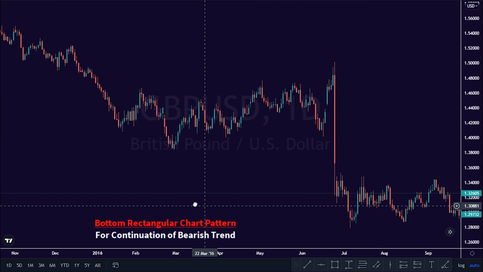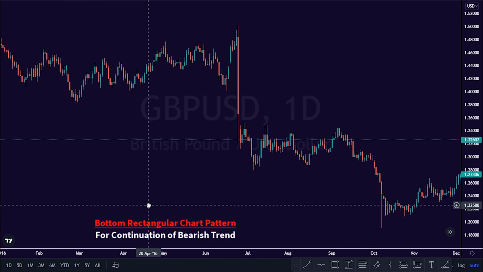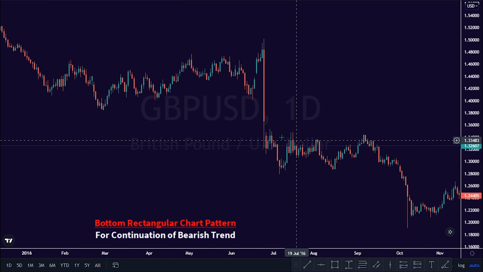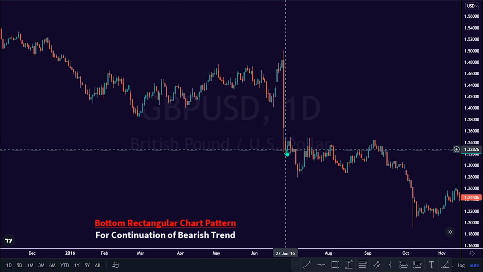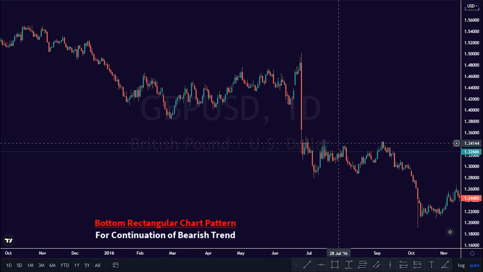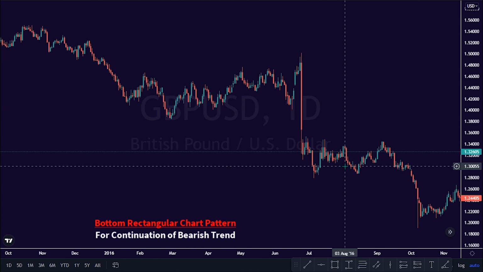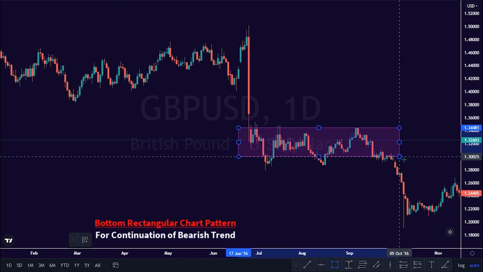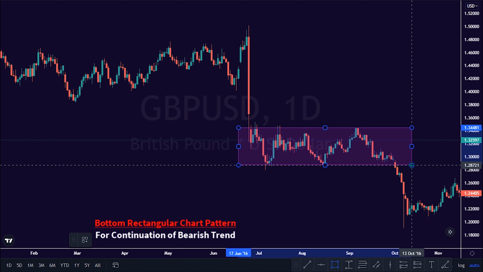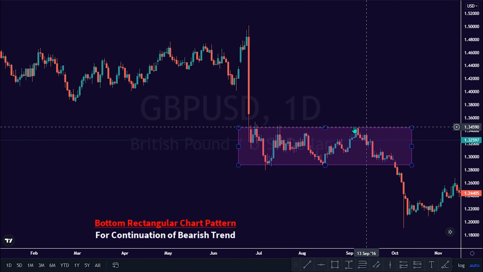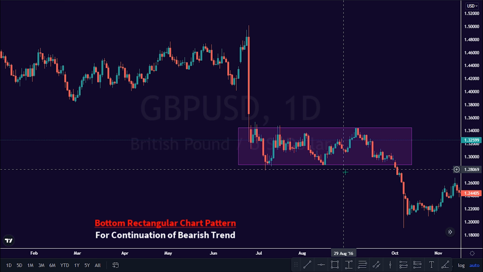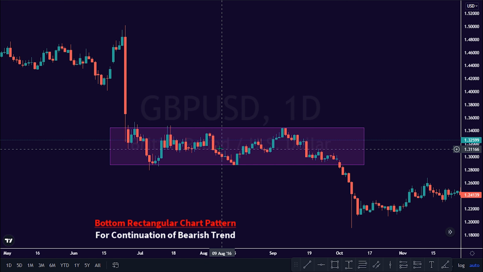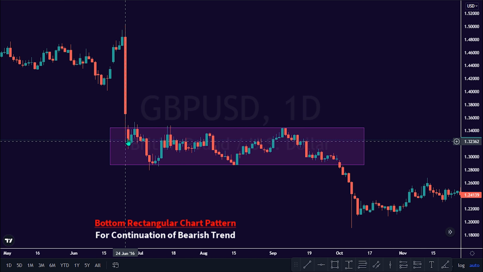Let's search for another example of a rectangular chart pattern that acted for the continuation of a bearish trend. Okay, good. Here's the formation of a bottom rectangular chart pattern at the low of this strong bearish trend. As we can see, after the aggressive bearish move downward here, price consolidated at this medium, thereby resulting in a bottom rectangular pattern formation. Study the size of the bearish candlesticks at this right-hand side here. We can see that the bearish candlesticks that formed at these zones are longer than the bullish candlesticks that formed.